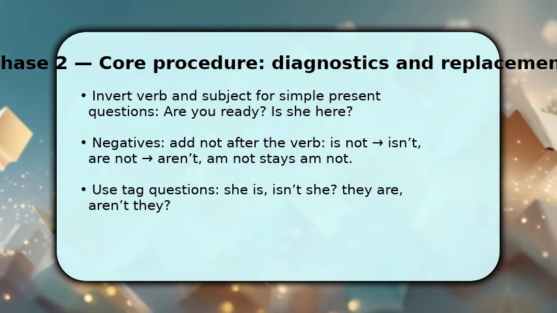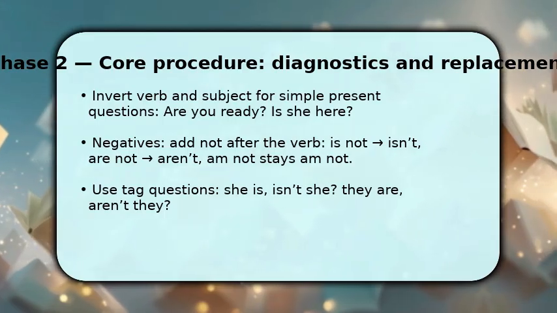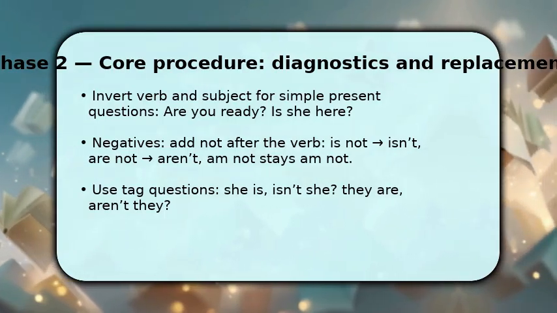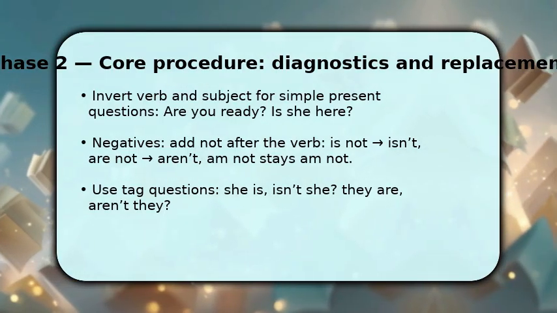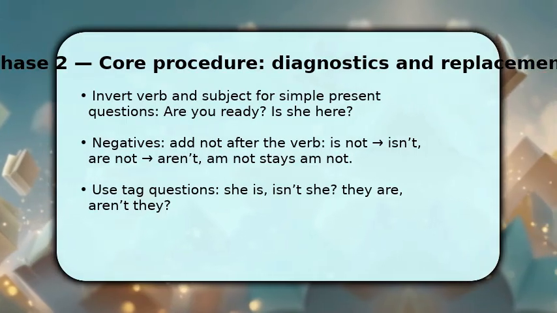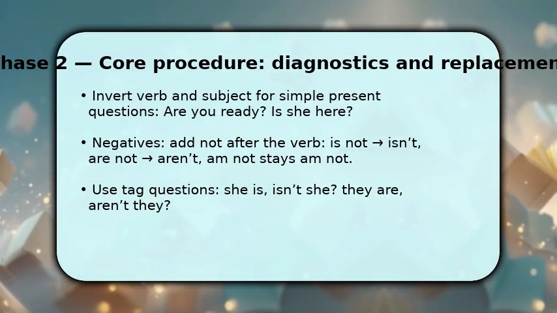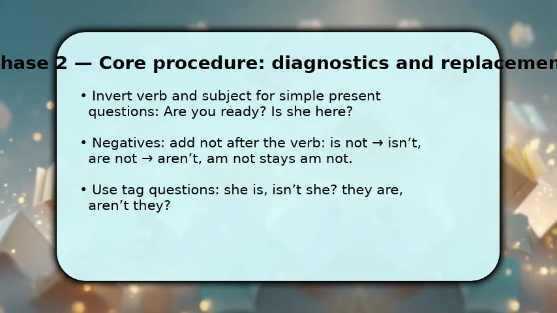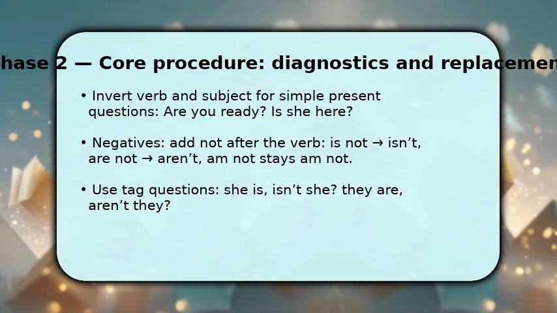For negatives, attach not after the correct form. She is not, they are not, I am not. Remember, am not rarely contracts. Use tag questions to confirm: she is, isn't she? They are, aren't they? Make sure to keep subject-verb agreement when converting statements into questions or negatives.